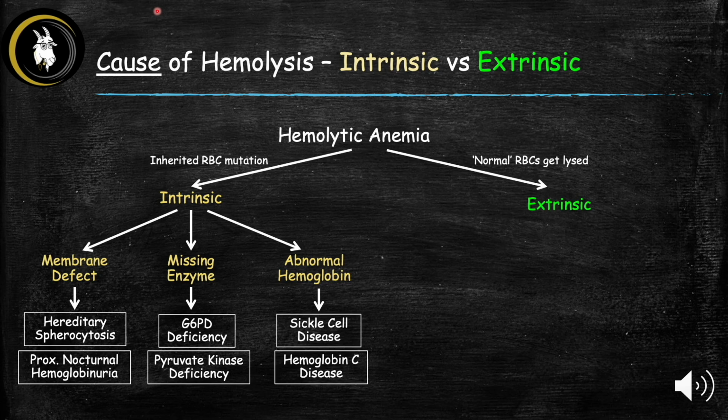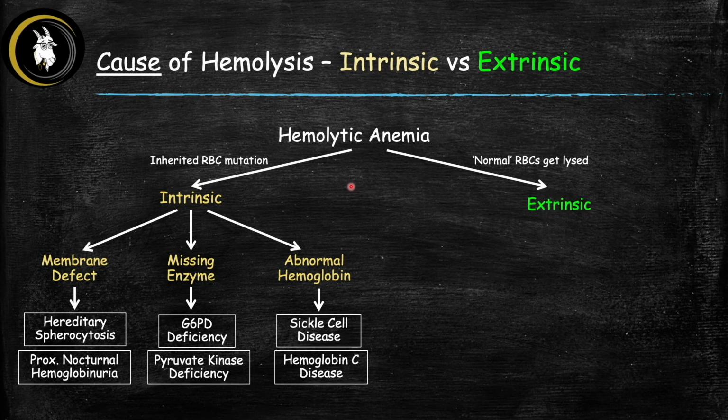So for now, the main takeaway here is intrinsic diseases are caused by an intrinsic problem in the red blood cells, and the problem in the red blood cells is one of 3 things: either a defective membrane, or a missing enzyme, or abnormal hemoglobin. In extrinsic hemolysis, the problem that's causing the hemolysis is not in the RBCs. So the red blood cells themselves are perfectly normal. They have no mutation or issues, but there's something else going on in the body that's attacking these poor, perfectly normal red blood cells, and that's why it's called extrinsic.